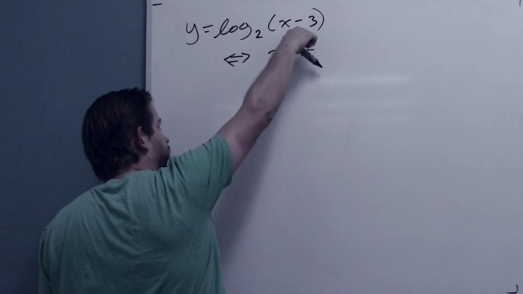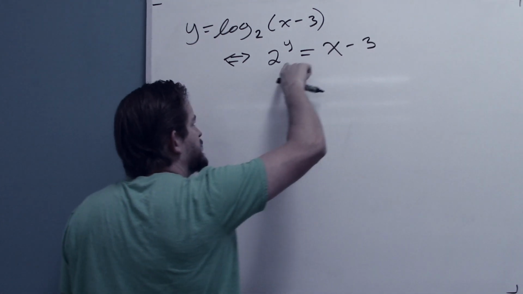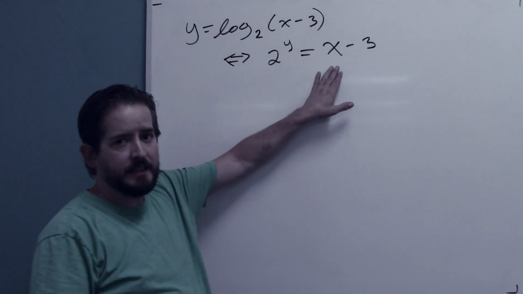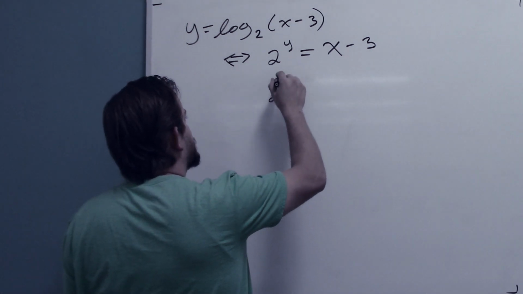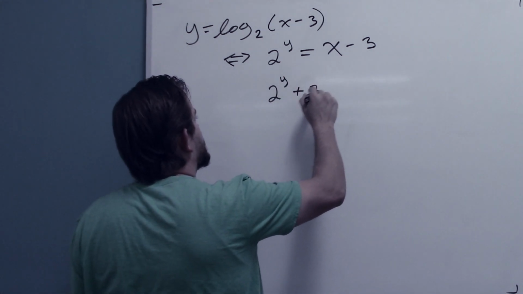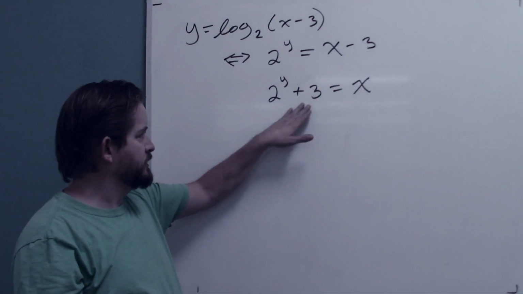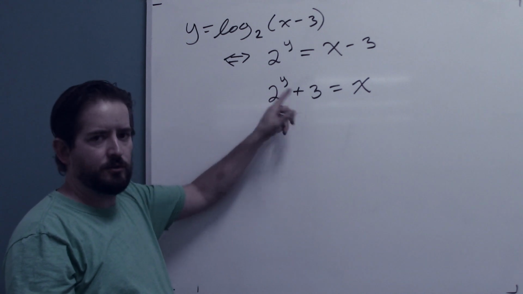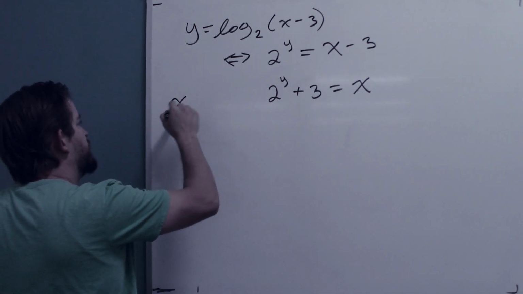equals, and what's inside the logarithm here is x minus 3, but if I want to treat x as a function of y, I want to get x completely isolated, so I'll add 3 to both sides. So that is to say I have 2 to the y plus 3 is equal to x. Right? Now x is a function of y, where y is the exponent over the 2, and then I simply add 3. So again, I'll find some x and y values.